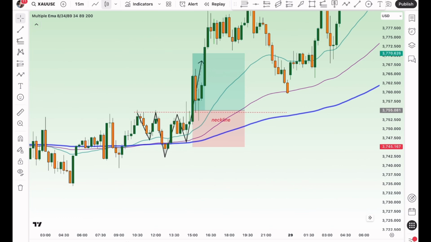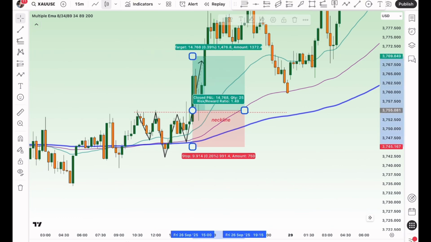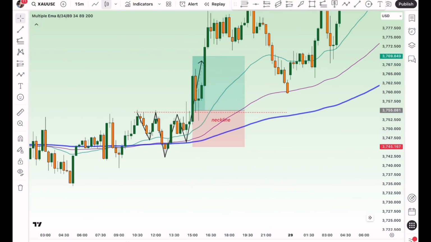We have figured out when it occurs on the chart, how it is formed, and what signal it provides for the position opening. And yeah, that's it for the lesson today.